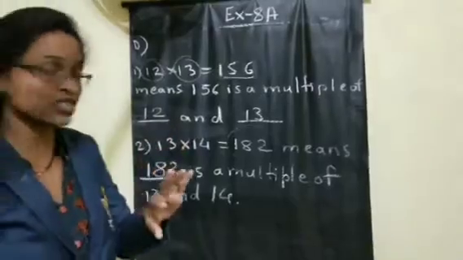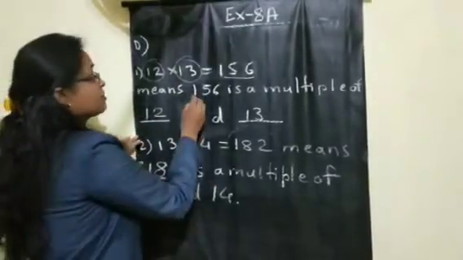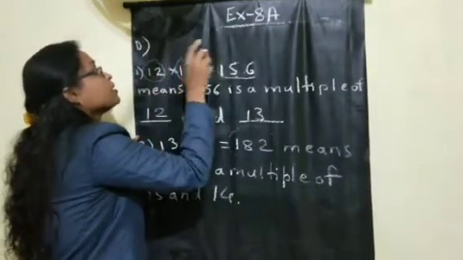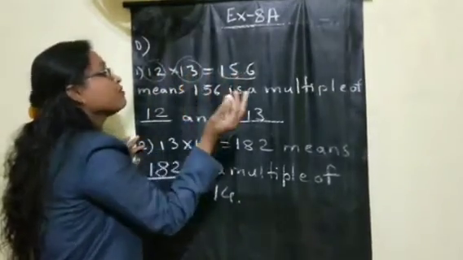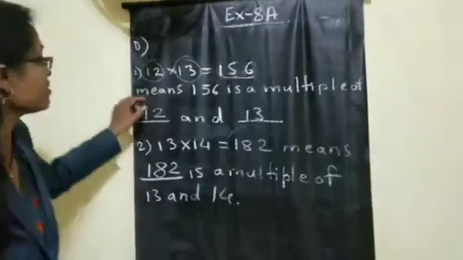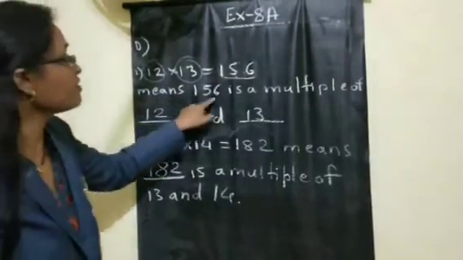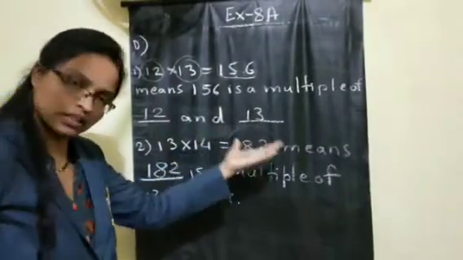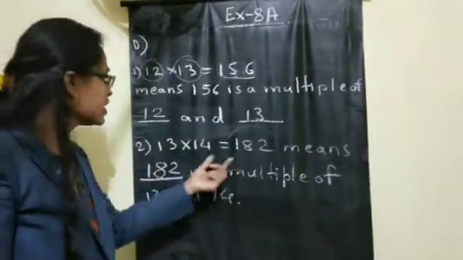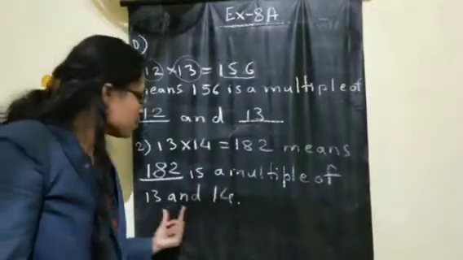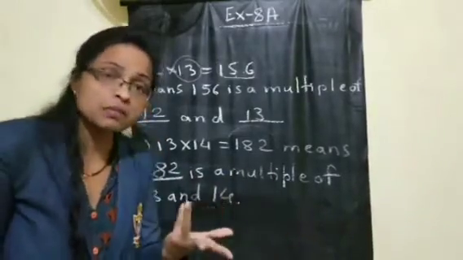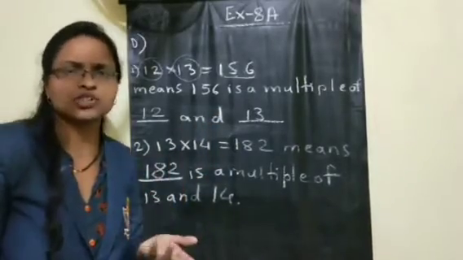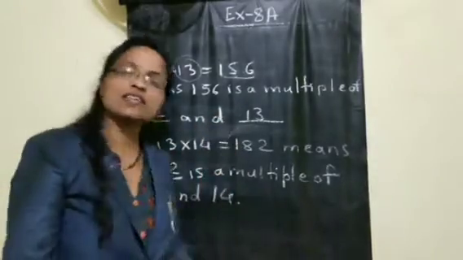So however they ask the question, sometimes they ask this number is a multiple of what, or this number is a multiple of 12 and 13. See, in the first one they have given 156 is a multiple of dash and dash. Which numbers? 12 and 13. And in the second, they have already given that dash is a multiple of 13 and 14. Which number is a multiple of 13? 182. It means vice versa. However they ask the question, you have to understand and fill in the blanks.